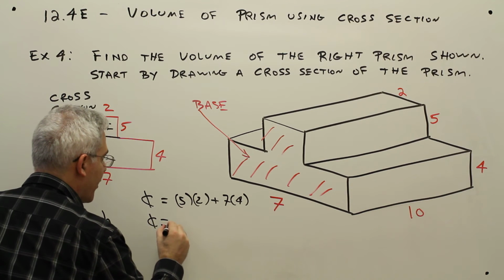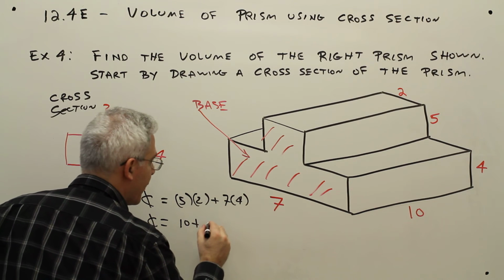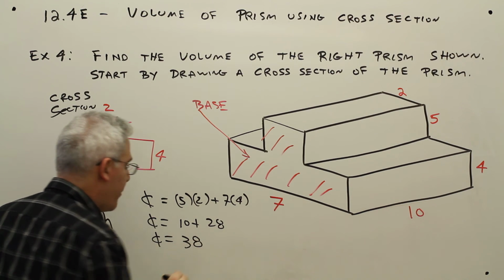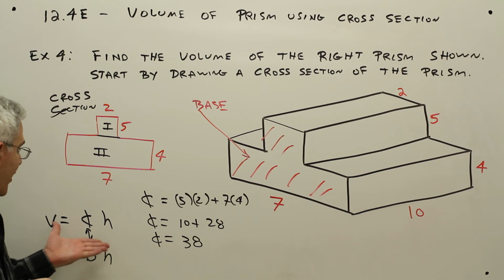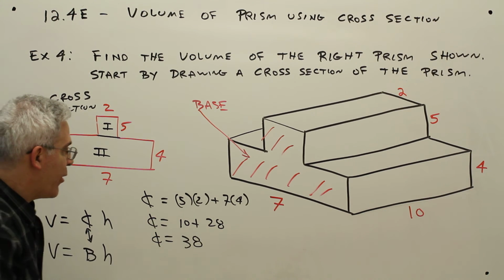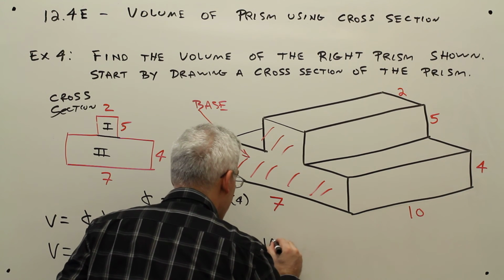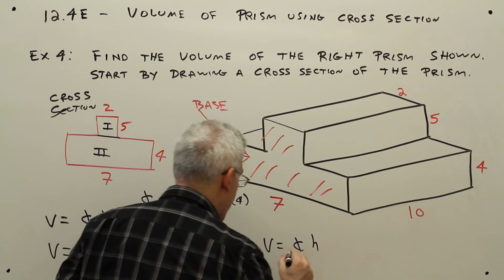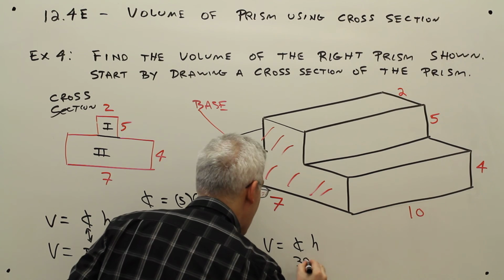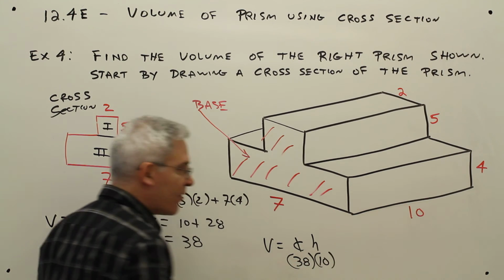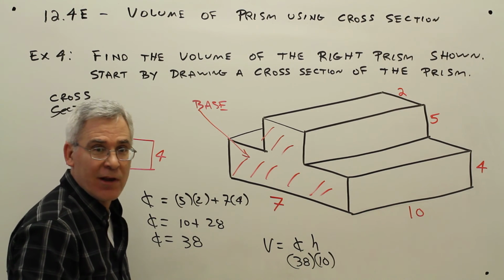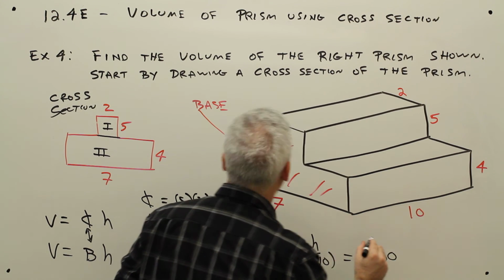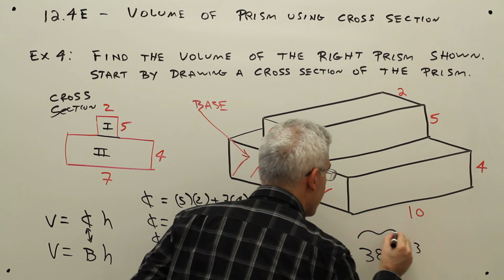So the cross-sectional area will be 10 plus 28. The cross-sectional area will be 38. And now I could just use my volume formula. I'll write it over here so you can see more clearly. So the volume equals the cross-sectional area times the height, which will be 38 times 10. 10 is a very convenient height, which will be 380 units cubed.